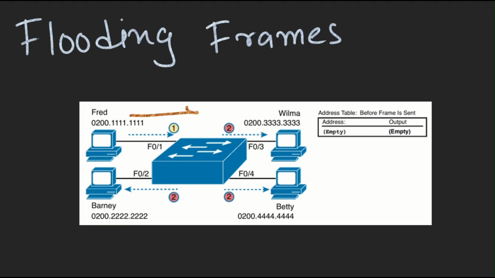So when Fred sends a frame, the switch receives it and looks at its table to see if the MAC address is connected at any port. And if it finds that there is no port associated with the MAC address, it will flood the frame. Okay, and what does flooding mean? It will send the frame out of every port except the port from which it came into the switch. Okay, so if Fred is sending the frame at f0/1, it will send out the frame at f0/2, 3 and 4.